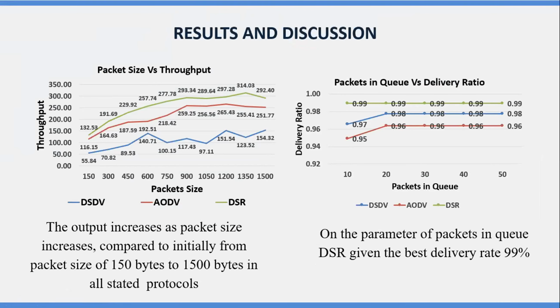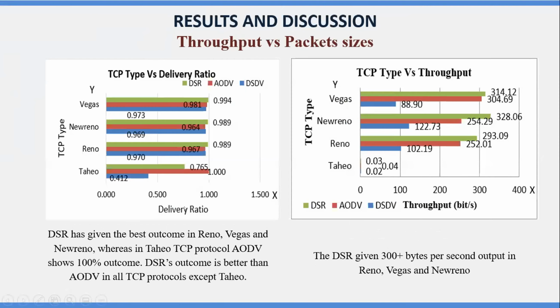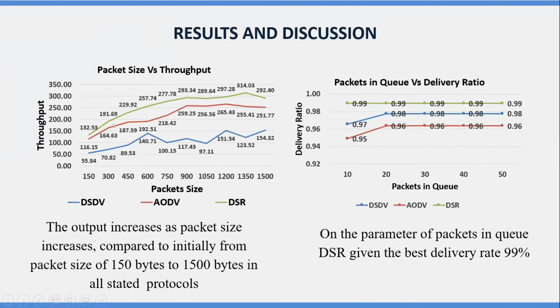These are the results of throughput of DSDV, AODV, and DSR protocols. As we can see, DSR is giving the maximum bandwidth to transfer the packets from one place to another. And if we analyze the result on the basis of packets in queue, we find that DSR gave the best result, approximately 99 to 100%.